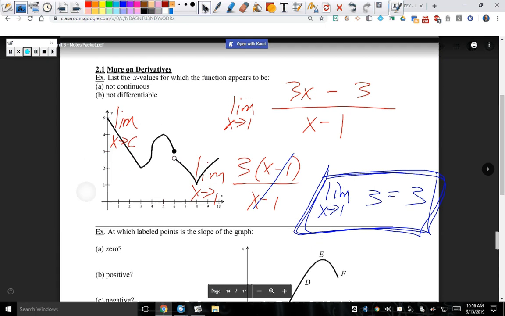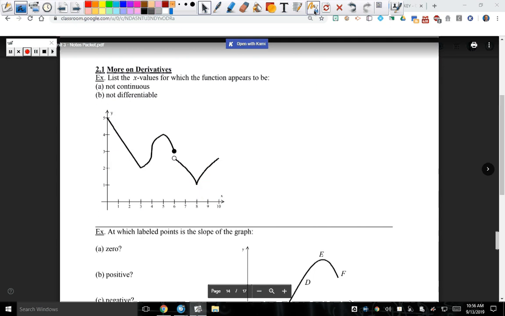Let's do these two together. All right, here we go. First of all, let me get some points. All right, here we go. List the x values for which, we're going to do this together, for which the function appears to be not continuous. Evelyn, what x values do you see? 6. What else? That's it, right? That's correct. So x is equal to 6 is the only one.